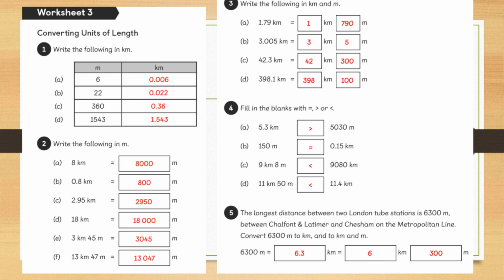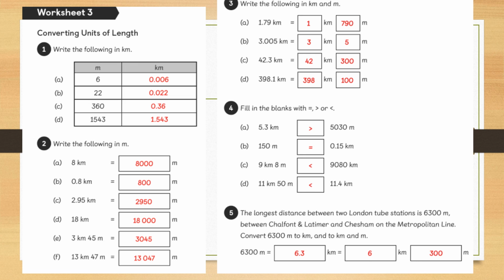Okay, so here are your answers for your worksheet 3. So remember, meters to kilometers, we're dividing by 1,000. So you should have 0.006, 0.022, 0.36 and 1.543. Now from kilometers to meters, you are multiplying by 1,000, okay, which is how you get those answers there.